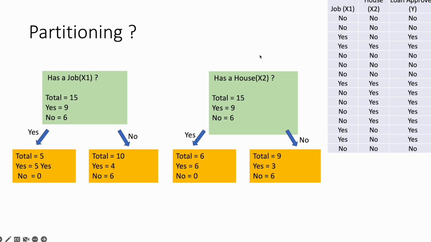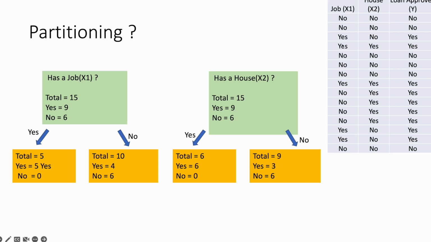Job is yes. That means these observations, sorry, if I have these observations. Now, how many observations are there? 1, 2, 3, 4, 5 yeses. If I go yes on my left side, on the yes side, how many observations fall? 5 observations. How many yeses are associated with that on the y side?